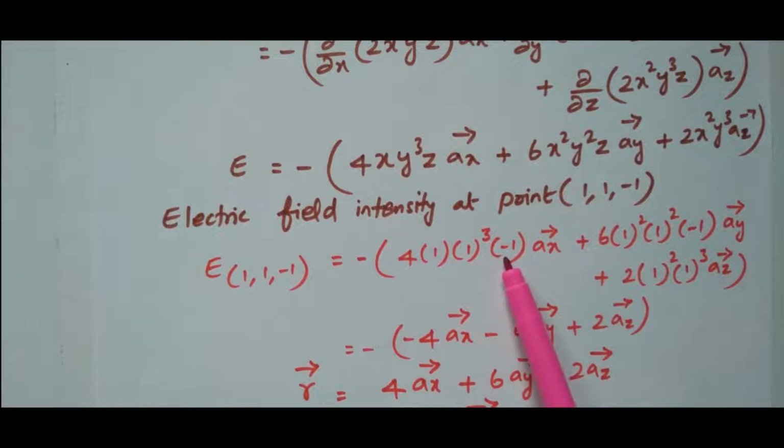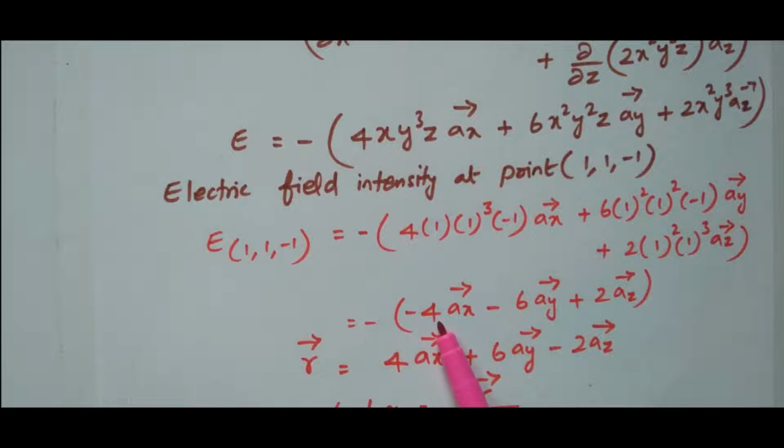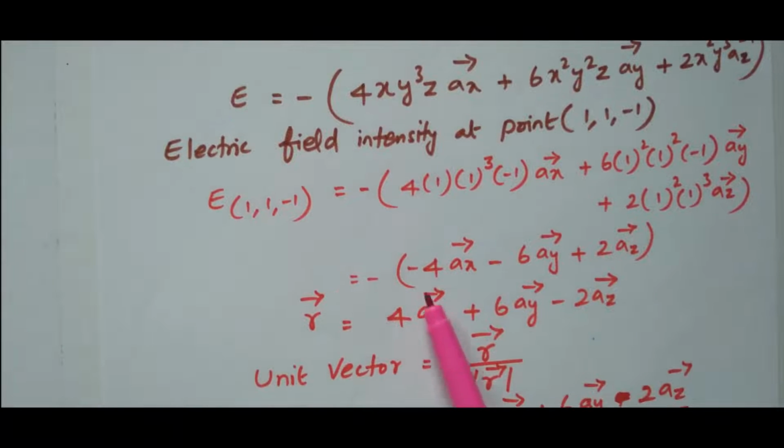So due to negative, what are we getting? Already one negative is available outside. Minus 4ax minus 6ay. Here there is no negative, so it is plus 2az. So minus of minus 4ax minus 6ay plus 2az. Now multiply this negative inside. So these two become positive: 4ax vector plus 6ay vector minus 2az vector. Because of positive, it becomes negative.